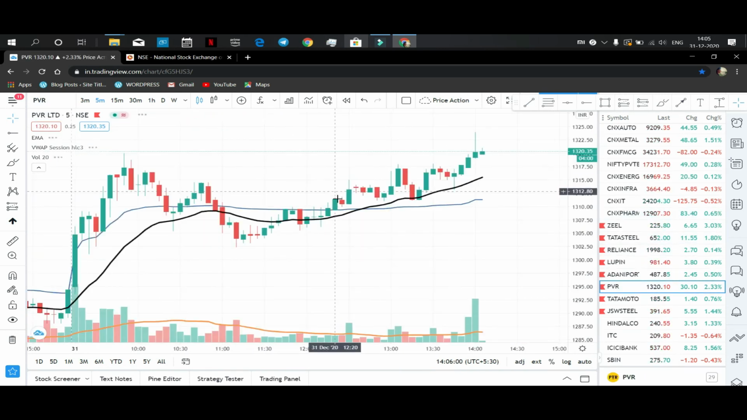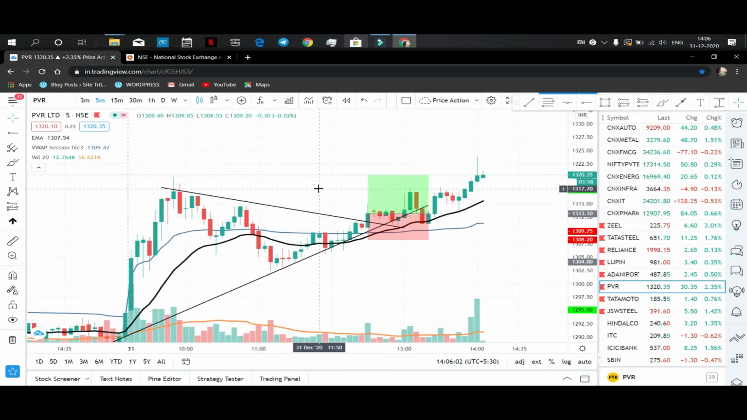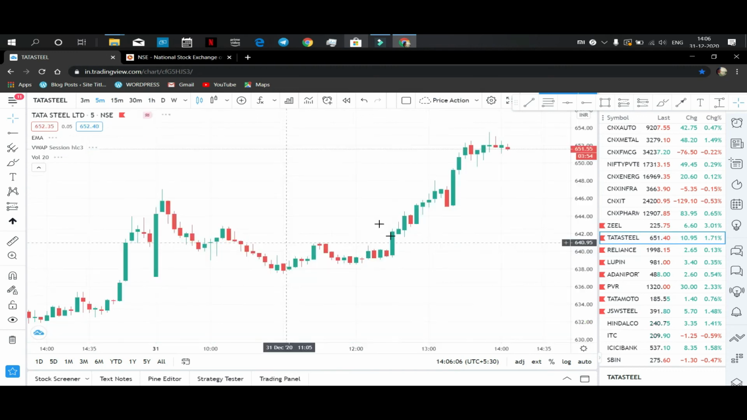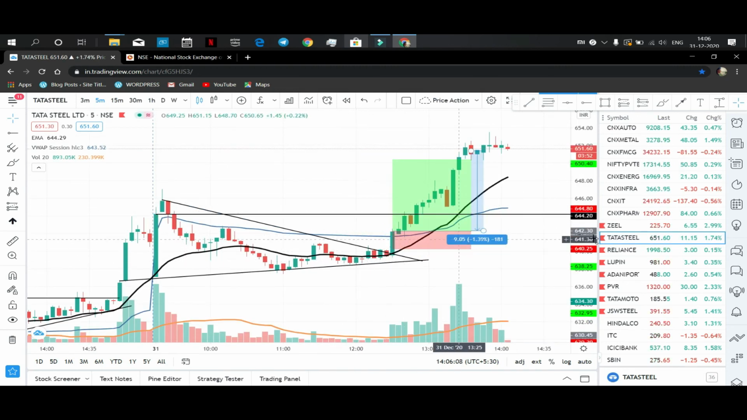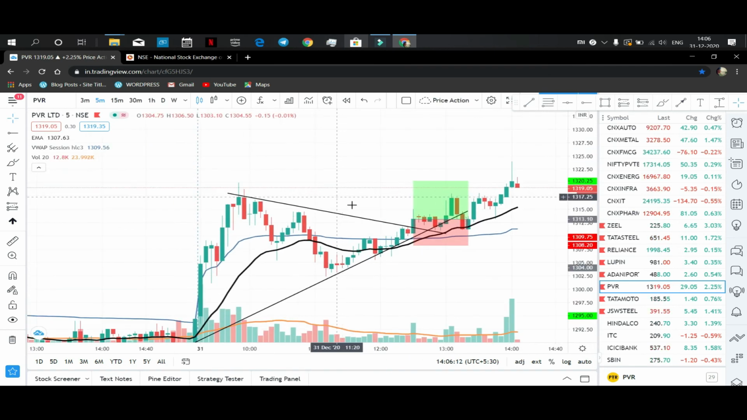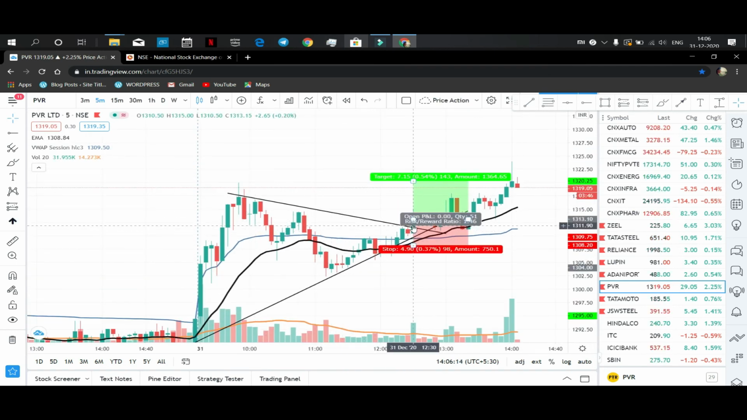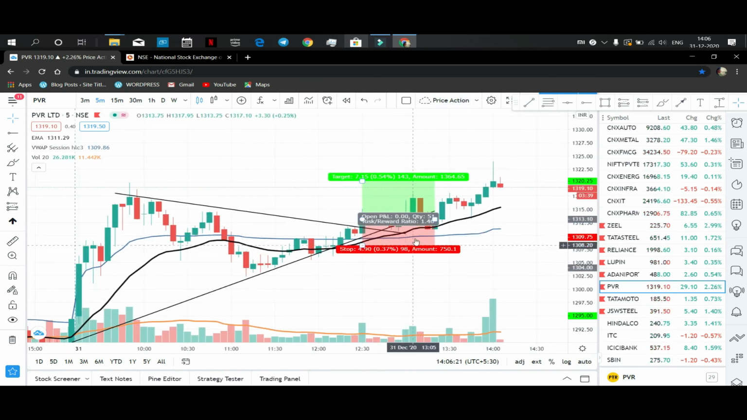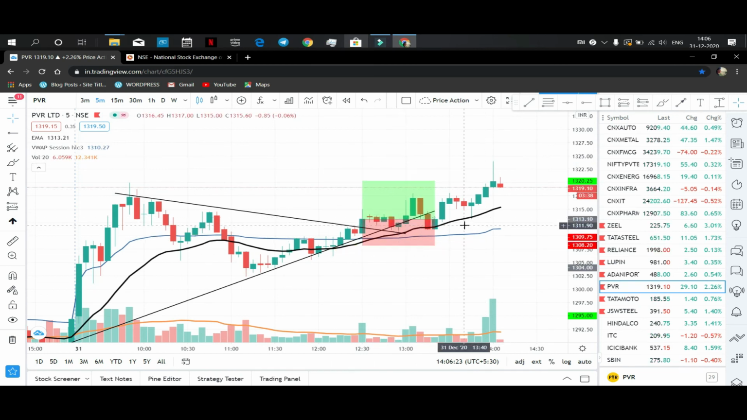The next one was PVR, and I did not take a trade in this one because I'd found a similar pattern in Tata Steel, which was more comfortable for me. But this was also profitable. There's a triangle pattern, then there was a breakout with high volume. The price was above the VWAP and the 20 SMA, and for a little while the trade would have gone in the negative, but it took support right around the 20 SMA, and it hit the target.